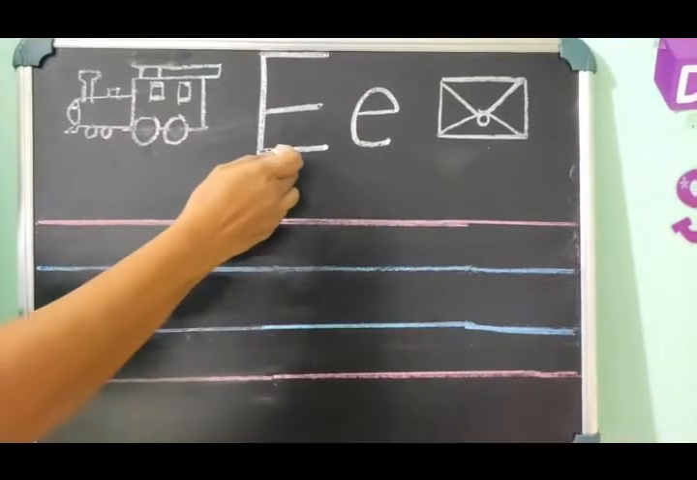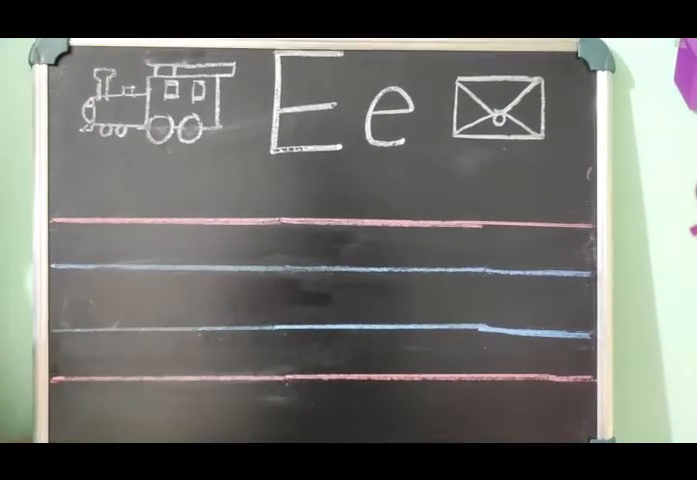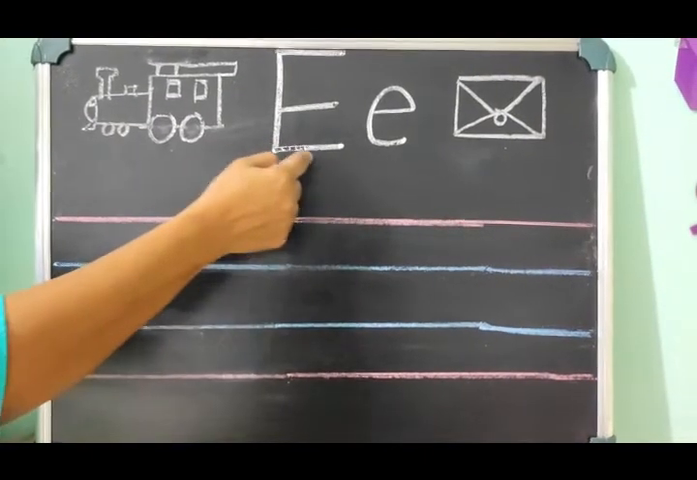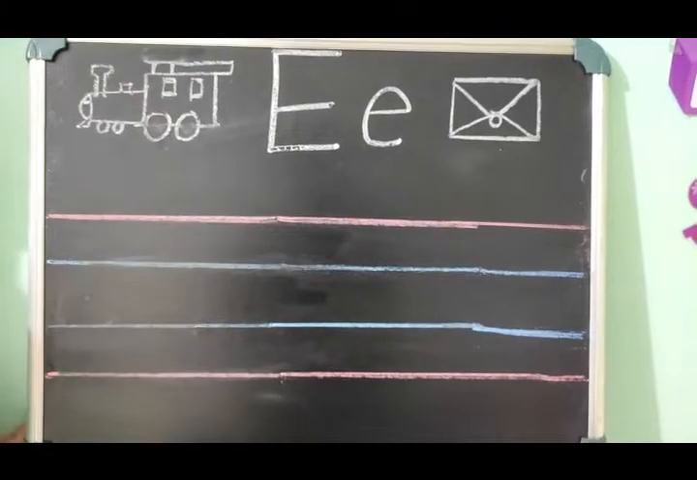So children, can you tell me some more words that start with letter E? Yes, the number 8. This is capital letter E and this is small letter E. E is for engine. E is for envelope.